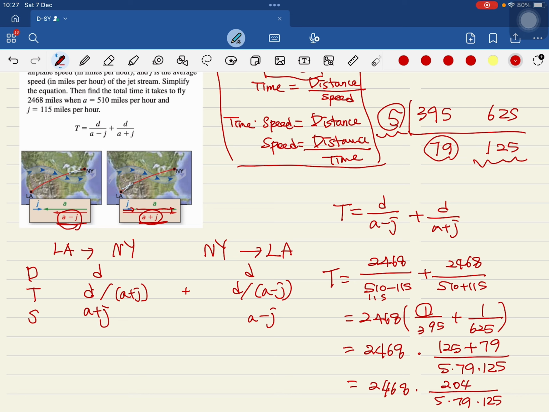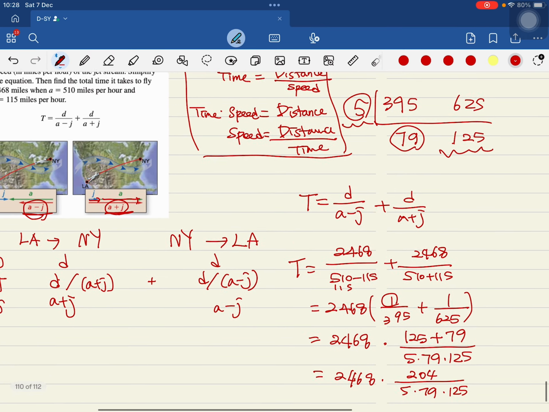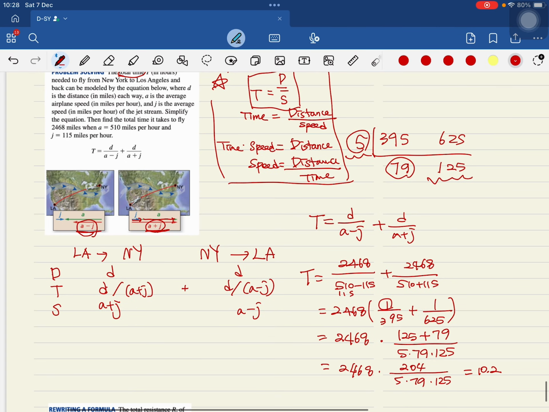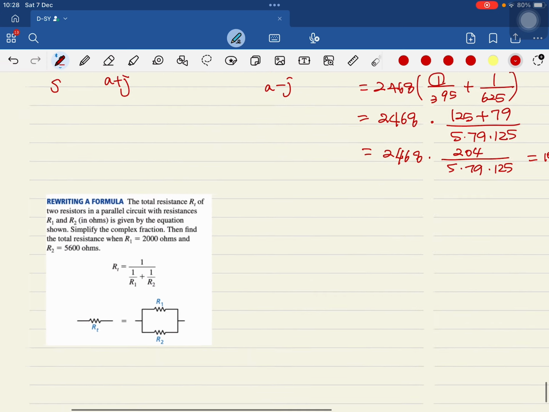I think this is the question for the calculator. It doesn't make sense, so let me calculate it by a calculator. 2468 times 204 over 5, 79, 125. So it is 10.2, 3 significant figures. But all the unit is about hours. So this is hours.